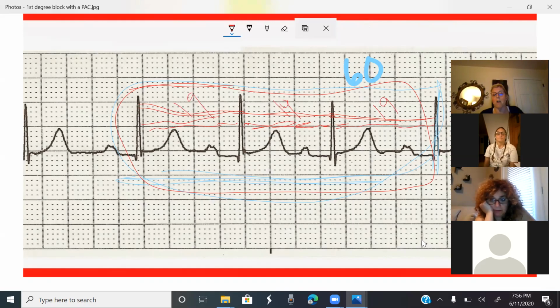Yes. Could you march your calipers across that? Yes. So we're going to say the heart rate is 60. It's regular. Okay. Now what are we looking for?